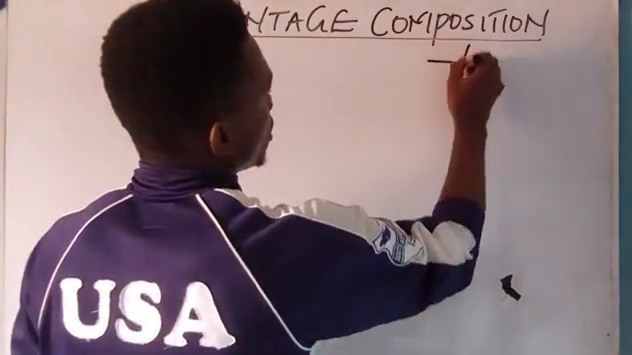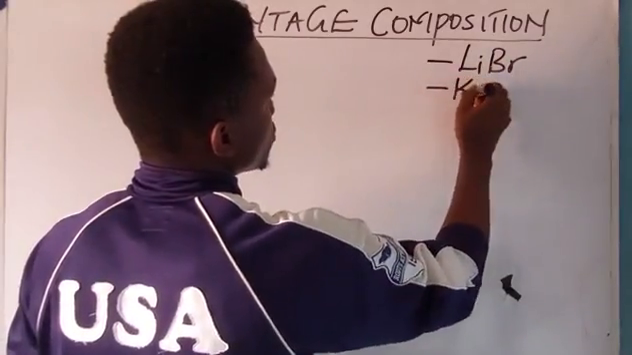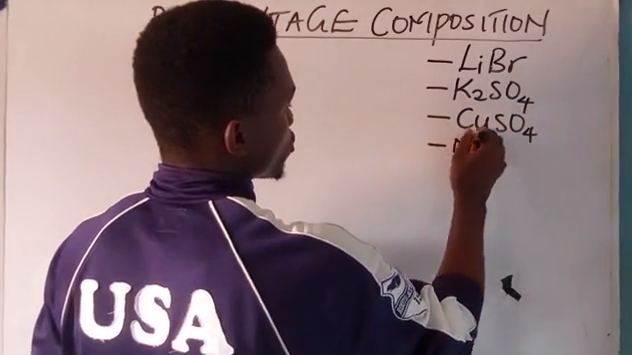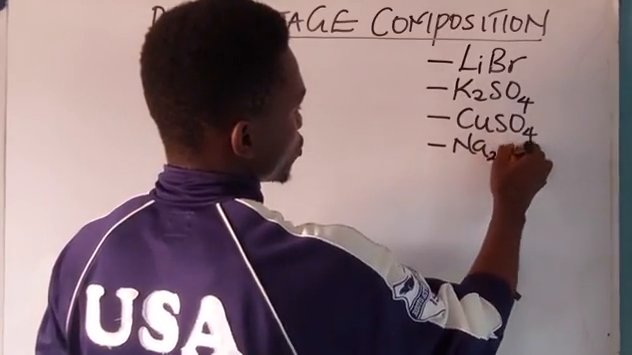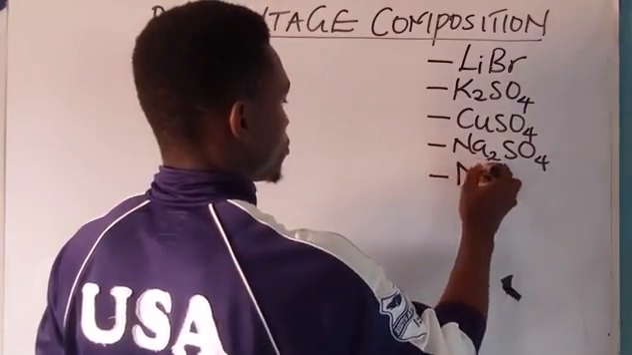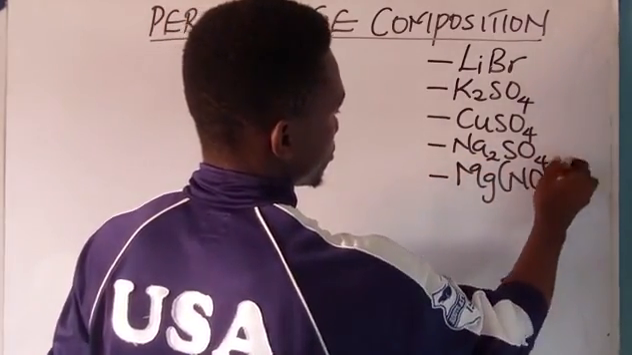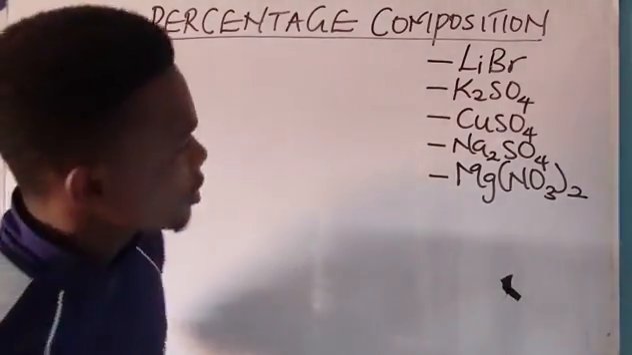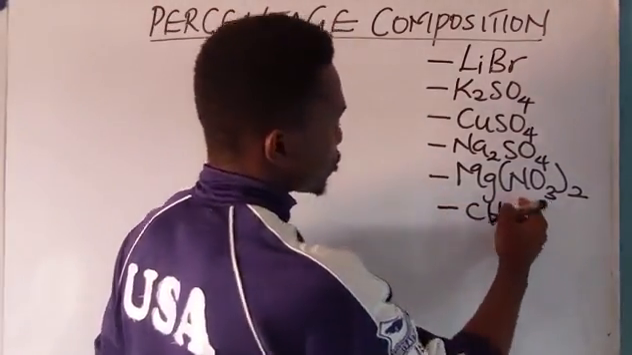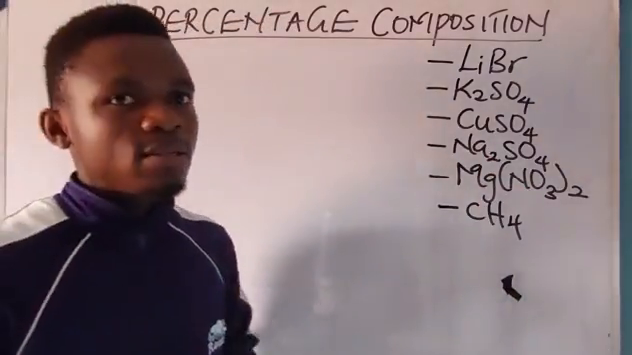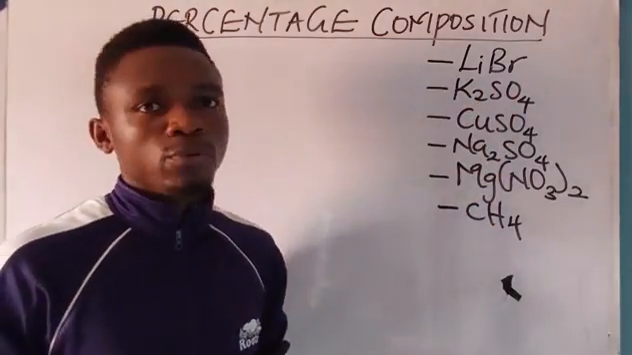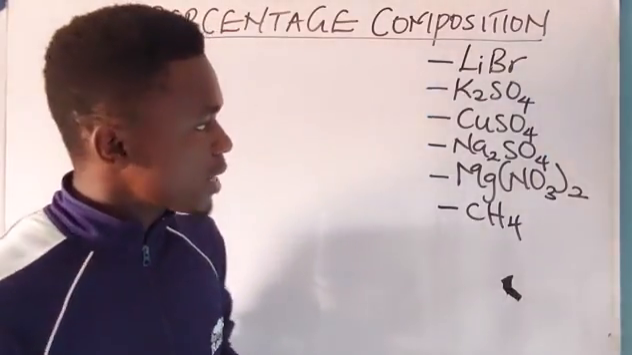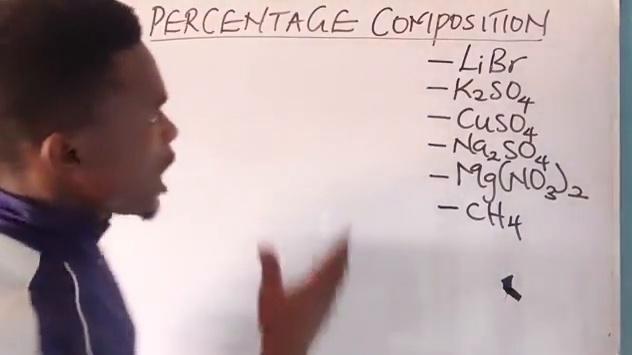Alright, I'll give you lithium bromide. Now I'll give you potassium sulfate. I'll give you copper sulfate. I'll give you sodium sulfate, and I'll give you magnesium nitrate. All right, so how do you look for the percentage? Let me see, I think there's CH4, but I just included some of these on my own. So we are looking for the percentage composition of lithium bromide, potassium sulfate, copper sulfate, sodium sulfate, magnesium nitrate, and of course methane. How do we do this?